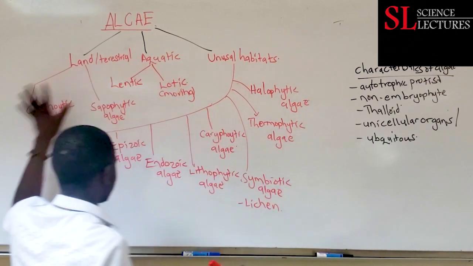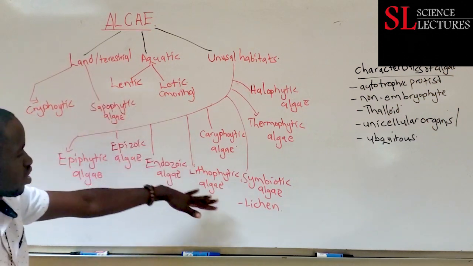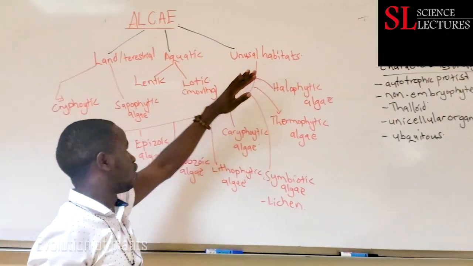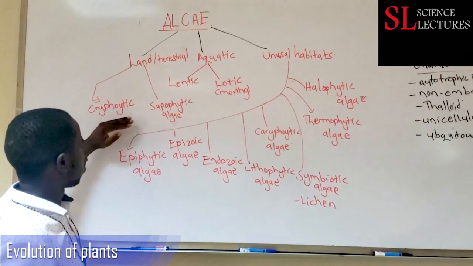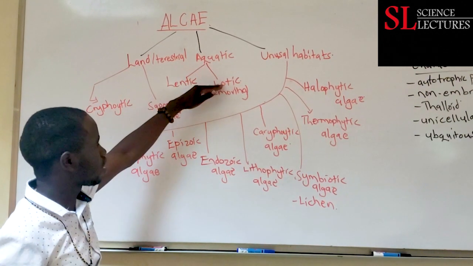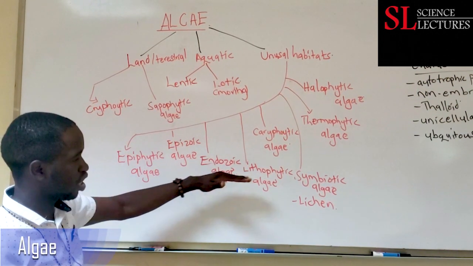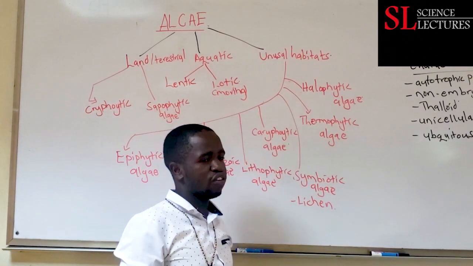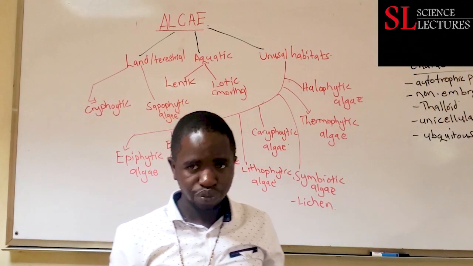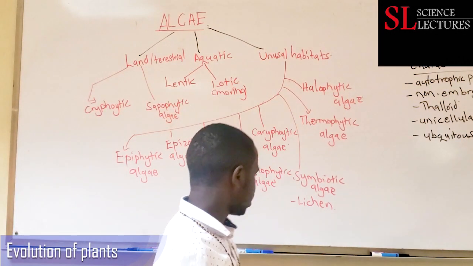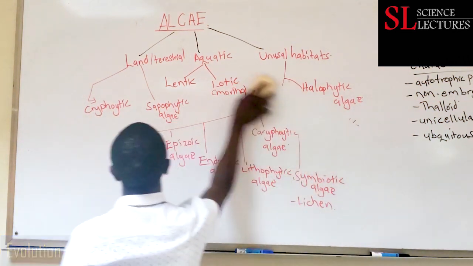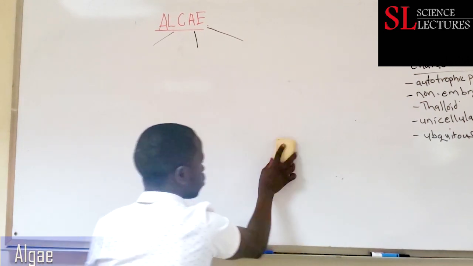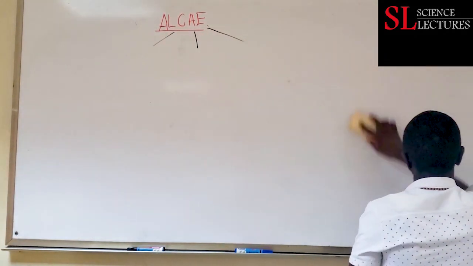So what you've seen here is a general overview of the various algal habitats: algae that is terrestrial, aquatic, and that grows in unusual habitats. We have cryophytic and sapophytic, lentic, lotic, epiphytic, epizoic, endozoic, lithophytic, symbiotic, caryophytic, thermophytic, and halophytic algae. After having seen that, next we are supposed to look at reproduction in algae. How does algae reproduce that distinguishes it from other members of the plant kingdom?